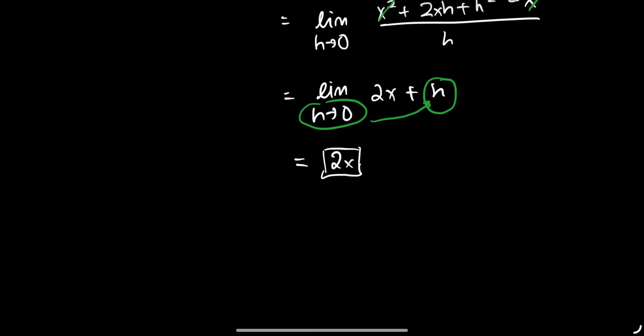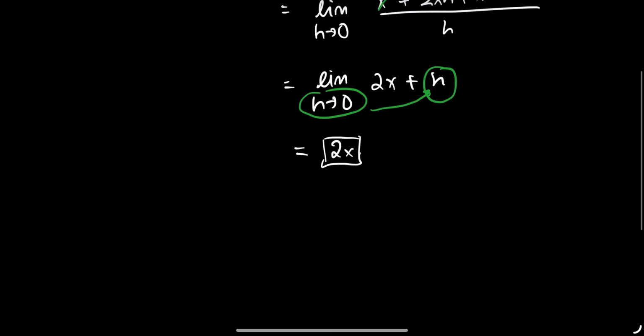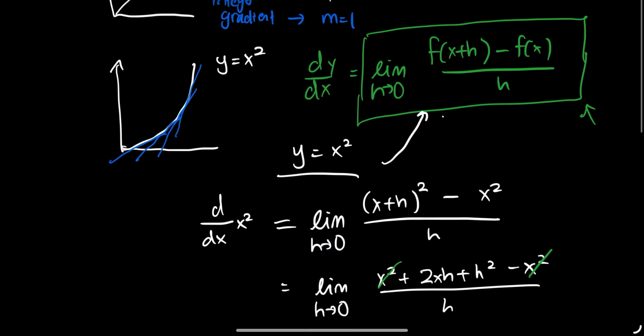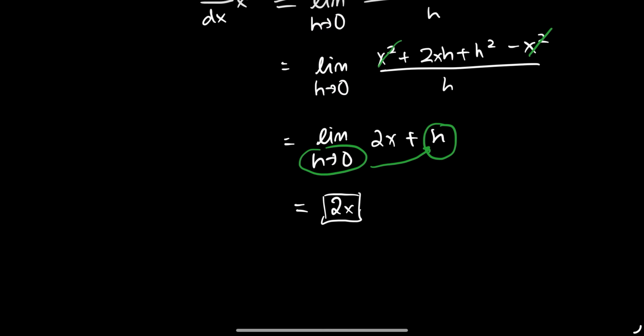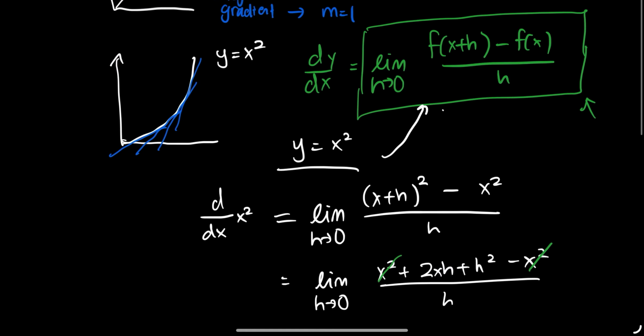So what did we just find? We found a function for which every value of x you plug in, you get the gradient at the point. So let's say if I want to find the gradient at x equal to 2, I just plug in d over dx at x equal to 2, which is just 2 times 2 equal to 4. So at x equal to 2, the gradient is 4.